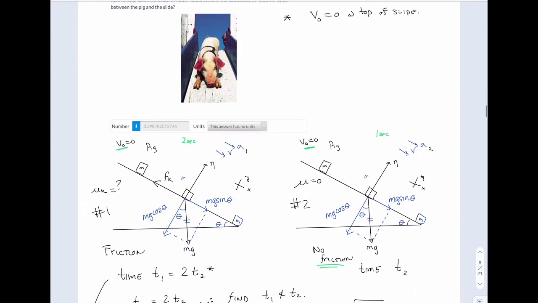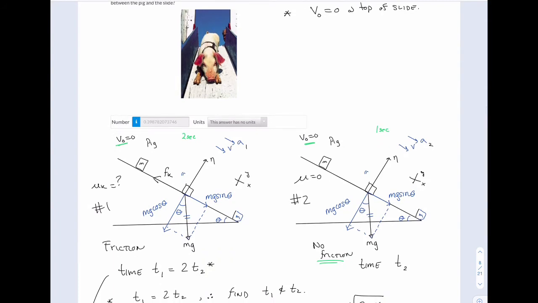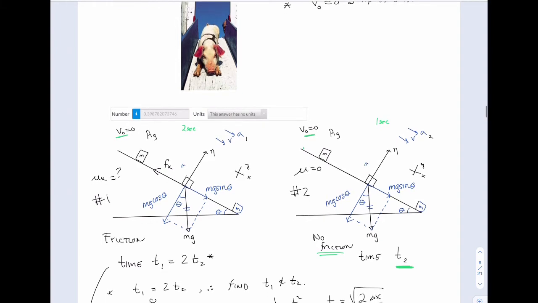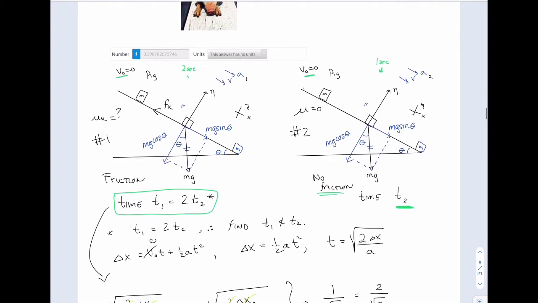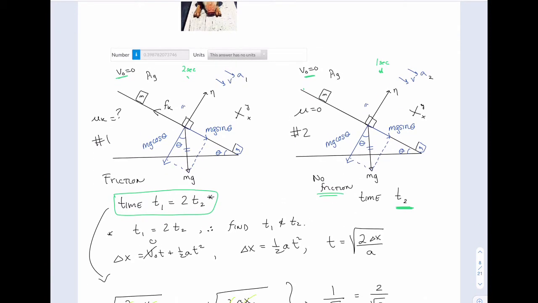So I said, okay, here's my friction picture. The pig starts from rest, gets to the bottom in a time t2. This is picture 2. Picture number 1 has friction. The time it takes the pig to slide down, t1. T1 is twice that time. So if this took a second to go down, this one takes 2 seconds. It's twice the amount of time. Okay, so they tell me that T1 is 2 times T2.